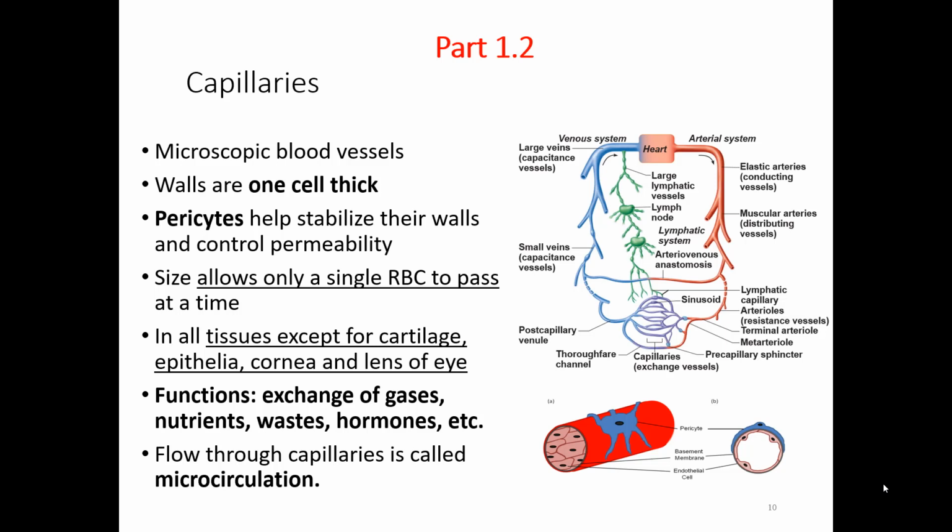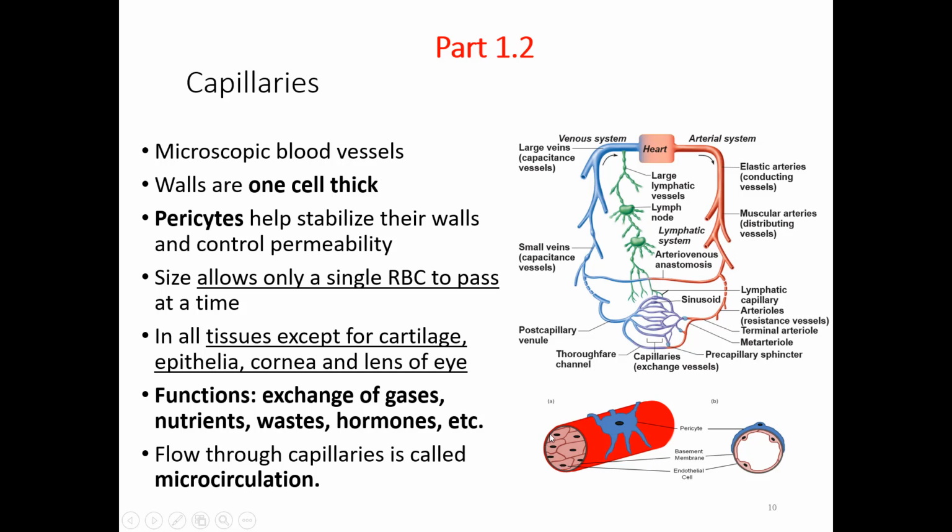Part 1.2. Capillaries. Capillaries are microscopic blood vessels which are located right here inside of the organs. They are called exchange vessels because their main function is the exchange of gases. Oxygen goes to the tissues, to the cells located between those capillaries, and carbon dioxide goes out of them. Also, capillaries deliver nutrients and hormones to the tissues and remove wastes from them.